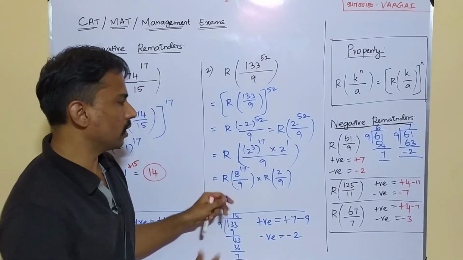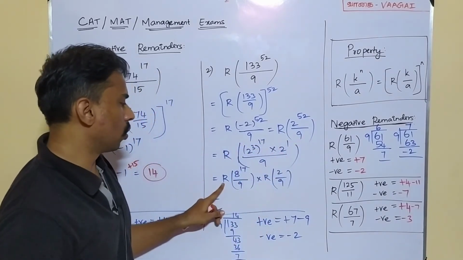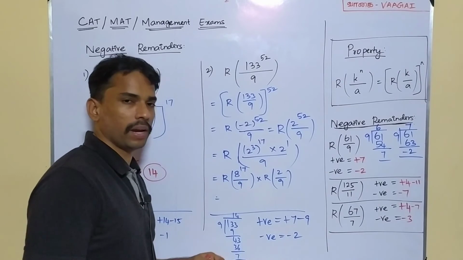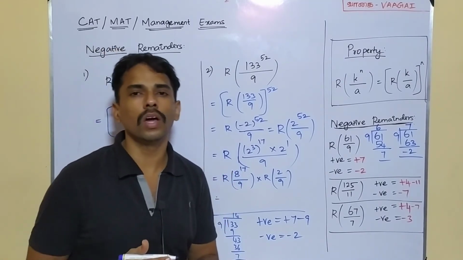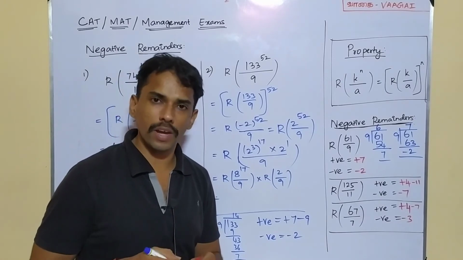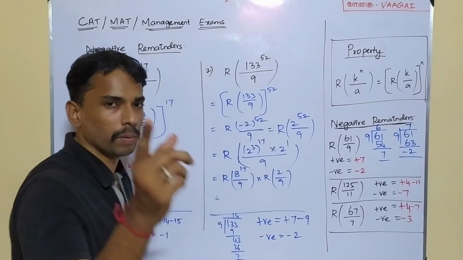So what will happen here? We are just splitting it into 2 parts. That's it we are doing. So remainder when 8 power 17 is divided by 9. Now again consider 8 by 9. So 8 when you divide it by 9, the positive remainder will be 8. But whereas what will be a negative remainder? A negative remainder will be very simple, right? It will be minus 1.